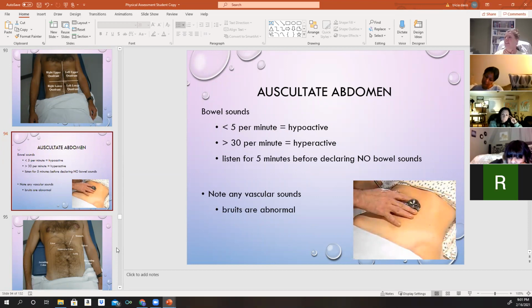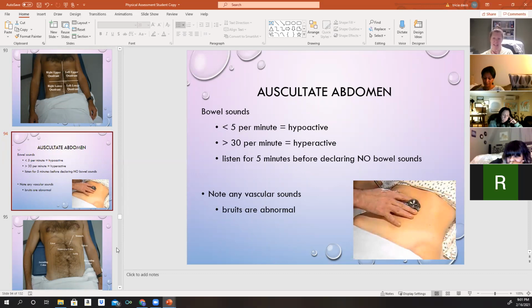It's very common to hear active bowel sounds in patients that have been NPO. They haven't been eating. If they have blockages and they're not going to the bathroom, well, there's nothing moving around, so you're not going to have any bowel sounds. Your patients that have diarrhea are going to be hyperactive because they're going to have a lot of action going on down there. So when you're listening, greater than 30 per minute is going to be considered hyperactive, and that's how you're going to document your bowel sounds.